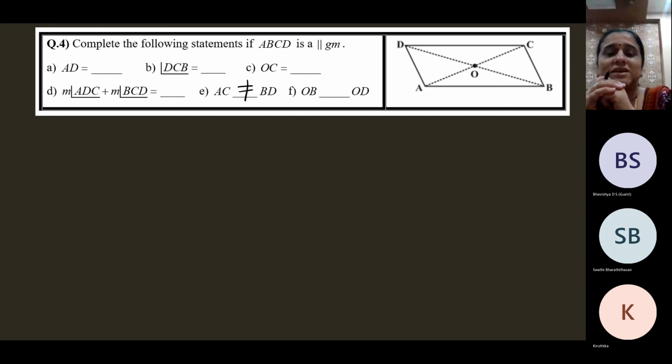Ma'am, in a parallelogram, what are AC and BD? What do you call them, AC and BD? Are they the sides of the parallelogram? No. Then what are they called? What do you call AC? Diagonals. Diagonals, AC and BD.